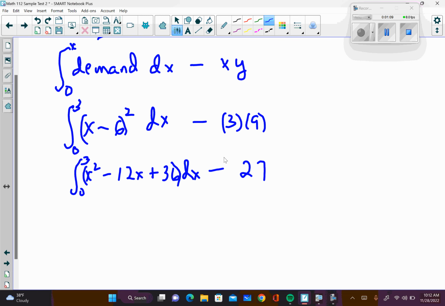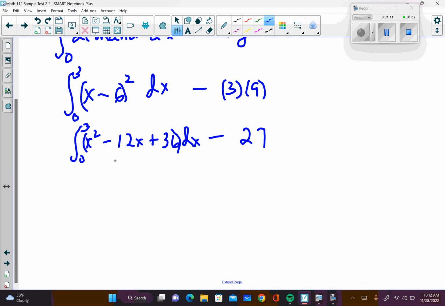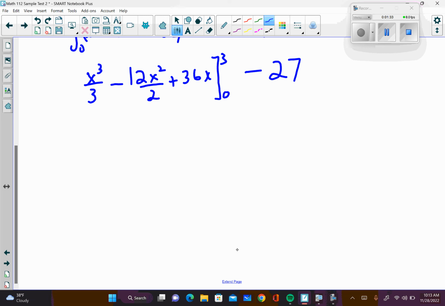That's 9 times 3. The integral of x squared dx is x to the third over 3. The minus and the 12 get copied. The integral of x to the first dx is x to the second over 2. Copy the plus, copy the 36, and the integral of dx is just x. Bracket there with numbers attached, and minus 27. All the x's get replaced with 3. So it's 3 to the third over 3 minus 6, because 12 over 2 is 6, times 3 squared plus 36 times 3.